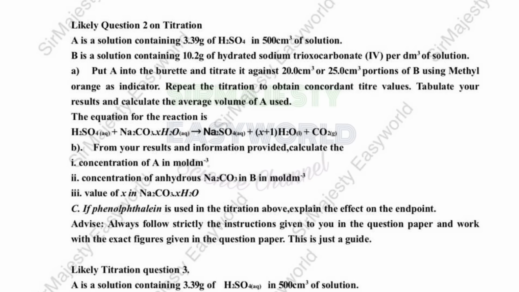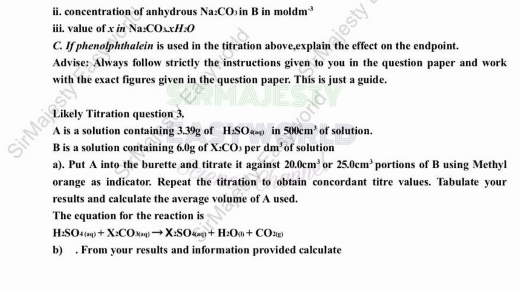Remember, they say per dm cube here. Always check the solvent, the total volume of the solution, because if they say 6 gram per 500, that means 12 gram per dm cube.